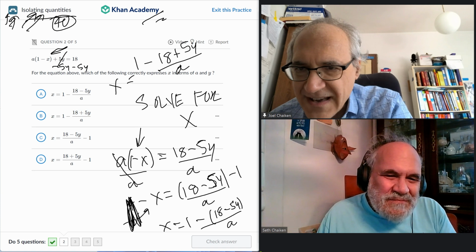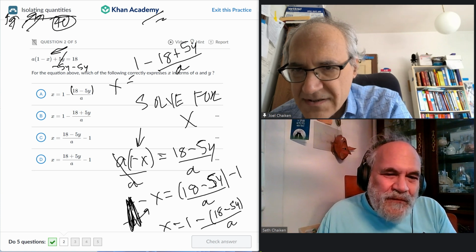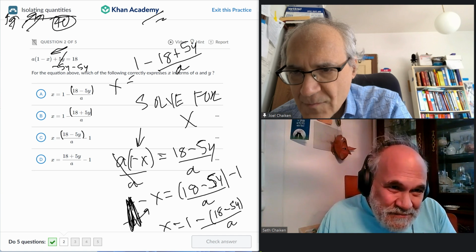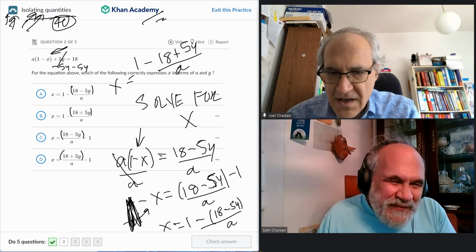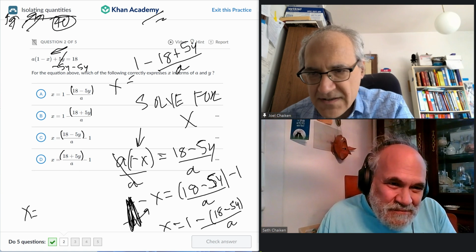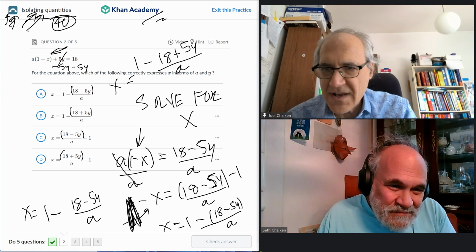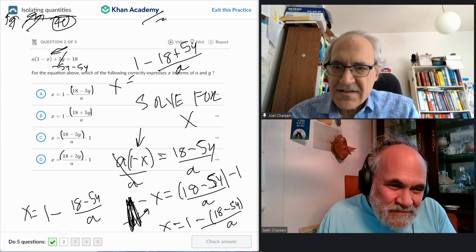And this, by the negative sign, it implies the parentheses, doesn't it? Yeah. Wow, so you actually did not have to multiply the parentheses. So this is really x is equal to 1 minus (18 minus 5y) divided by a. Hopefully that's one of the answers. Yeah, it is. It's a, isn't it?